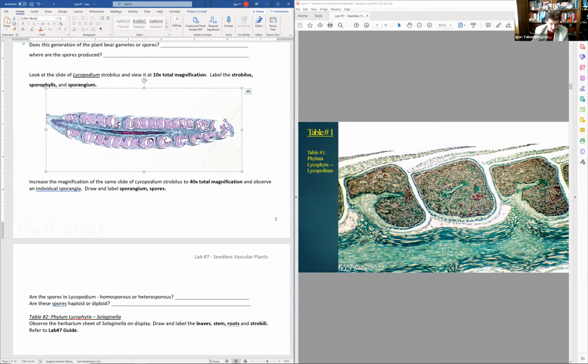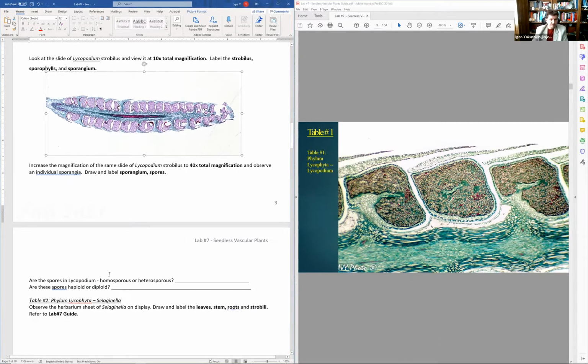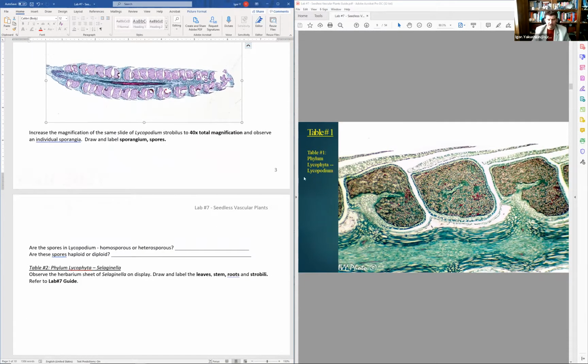In a different one, you will see that in one sporangia, you'll have huge spores. And in another sporangium, you will have tiny spores in the same strobilus. And that would be a heterosporous. In Selaginella, you will see it momentarily. But for the Lycopodium, the spores are in different sporangia. The spores are about the same size. Therefore, that's a homosporous. Thank you for the correct answers.